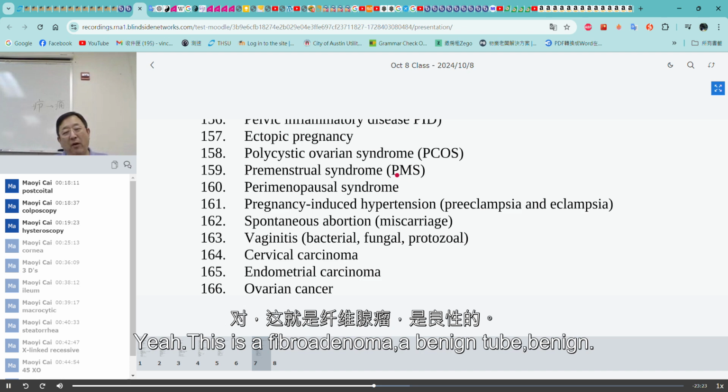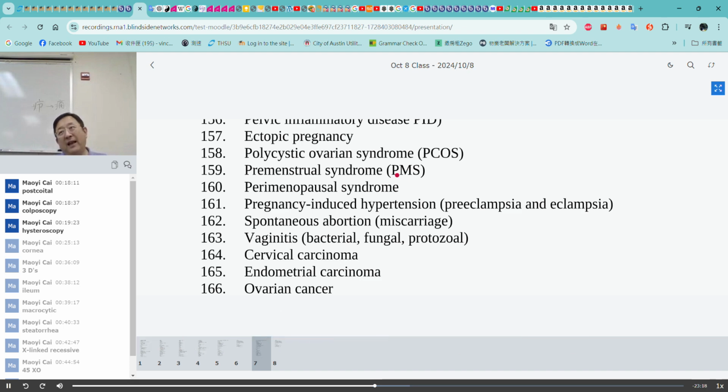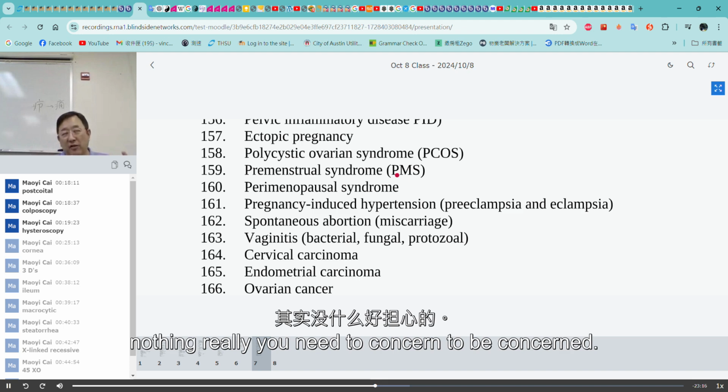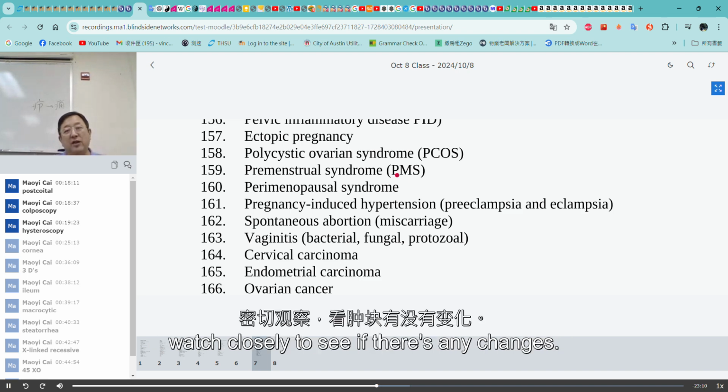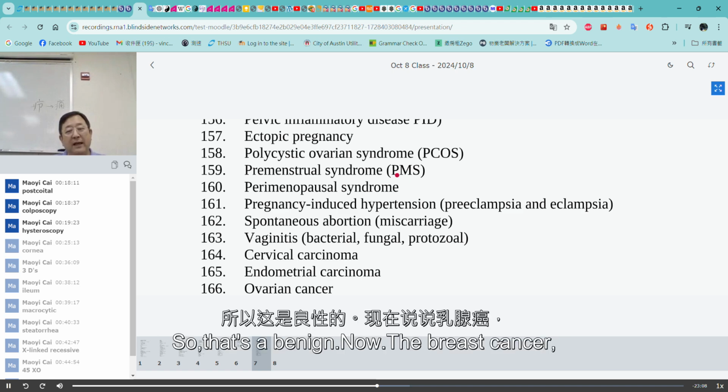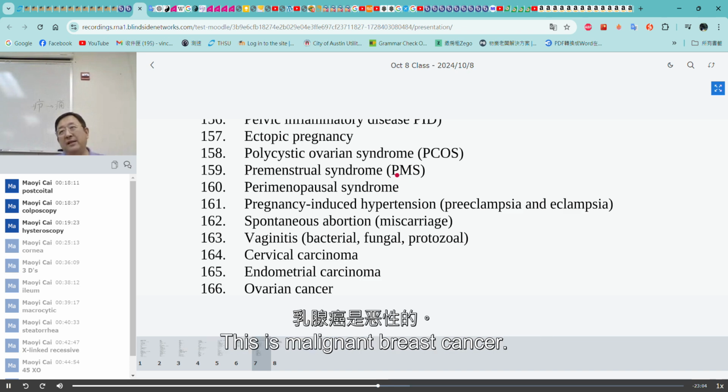This is a fibroadenoma, a benign tumor. Nothing you really need to be concerned about. The only thing is you just have to follow up and watch closely to see if there are any changes. Okay, so that's benign. Now the breast cancer, this is malignant breast cancer.